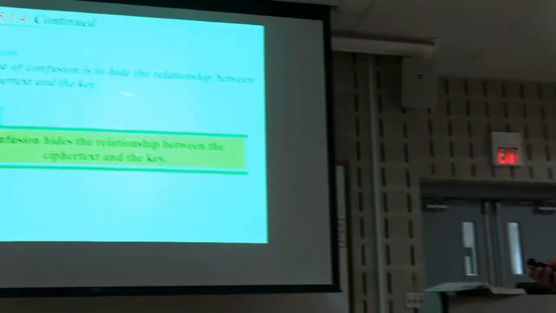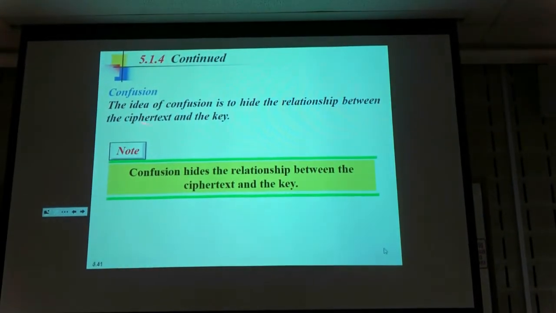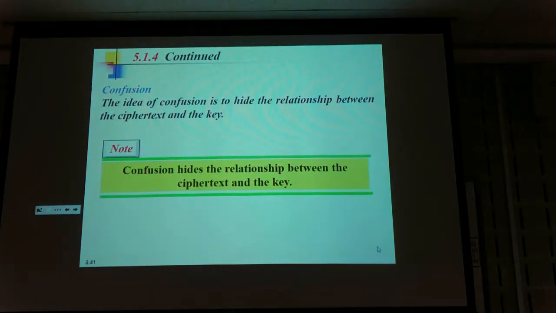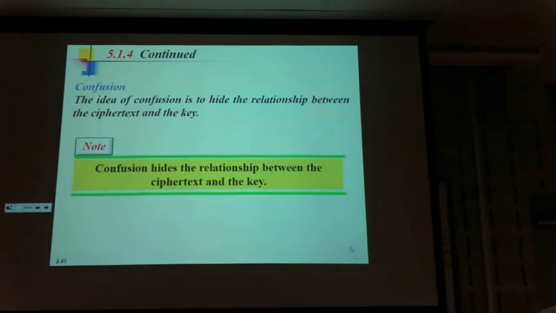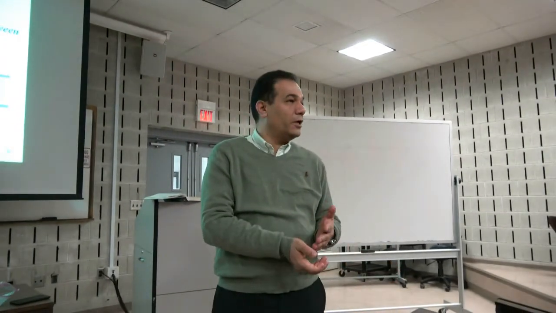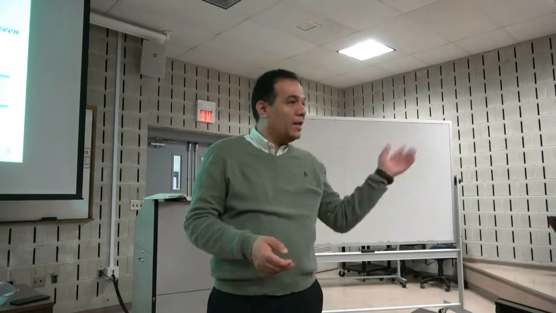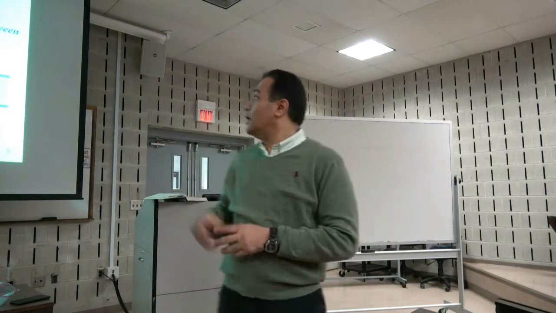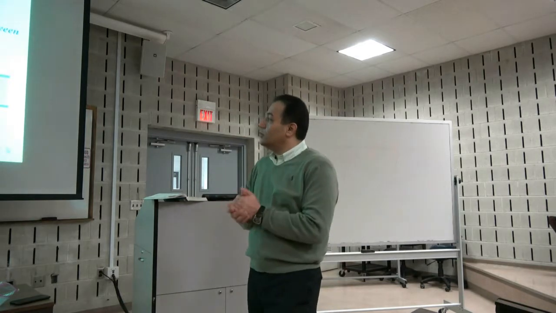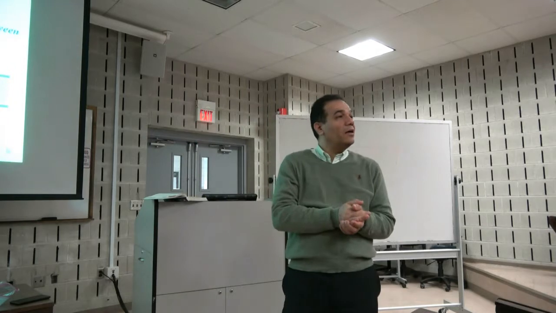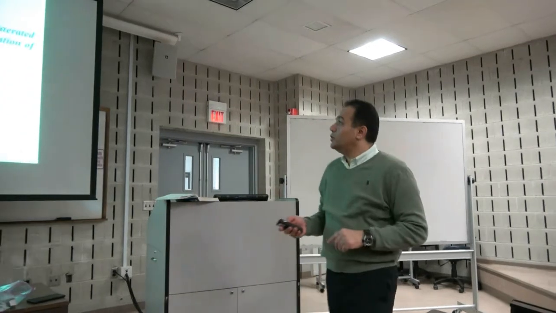Confusion, the idea of confusion is to hide the relationship between the ciphertext and the key. Me as a cryptanalyst, what I have is the ciphertext. Either I try to get the key, or I try to get a plaintext. Which one is better to get? The key, because you can get any plaintext later, right? So in the confusion, we need to hide this relation. So confusion hides the relationship between ciphertext and the key. You cannot know the key from the ciphertext. Okay? These are the 2 things that we need to achieve.